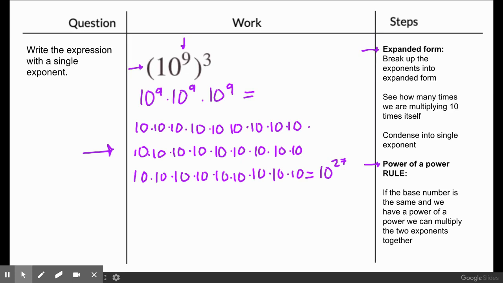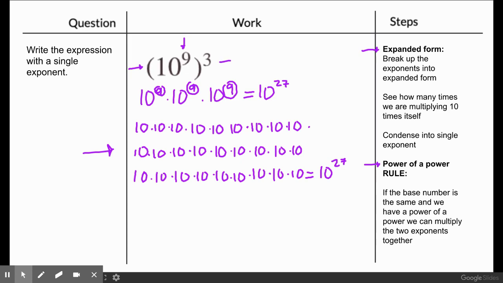Our rule about multiplying powers is we can actually add these together. So we could take 10 to the power of 9 and add that to 10 to the power of 9, meaning adding the exponents, and then add that to this 9 as well. So we add all of those 9s together, which gives me 10 to the power of 27. A little bit quicker, right?